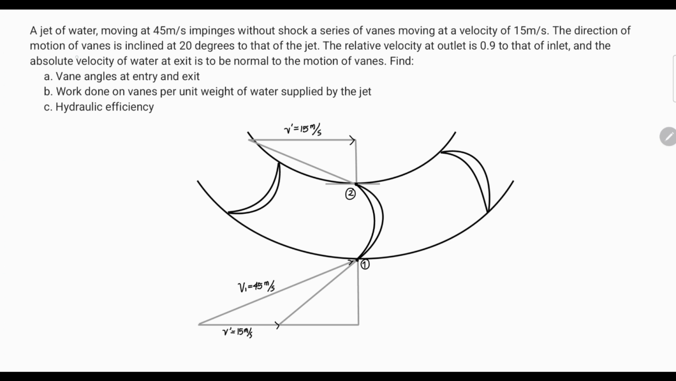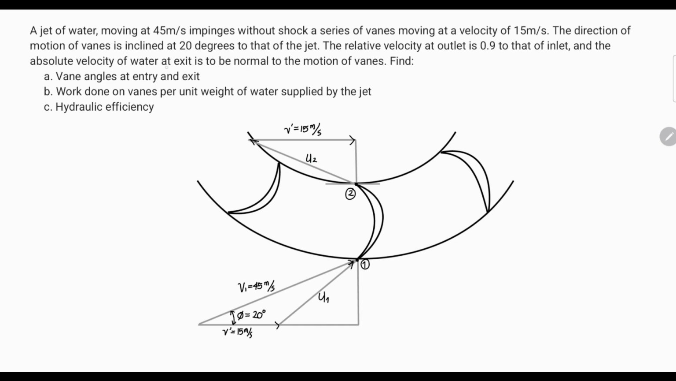The direction of motion of vanes is inclined at 20 degrees to that of the jet. So this is the angle he is referring to. This angle is equal to 20 degrees. The relative velocity at outlet is 0.9 to that of inlet. So the relative velocity at point 1 is here. This is our U1. And then our U2 at point 2 is here, directed towards the upper left. So this is our U2.